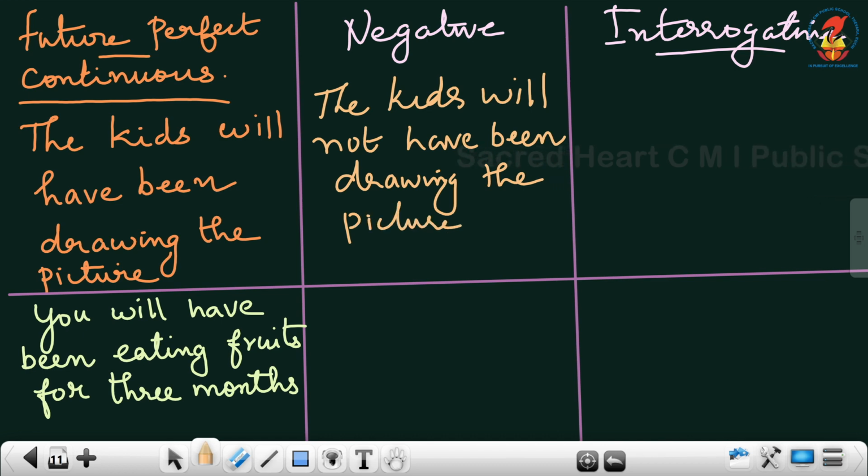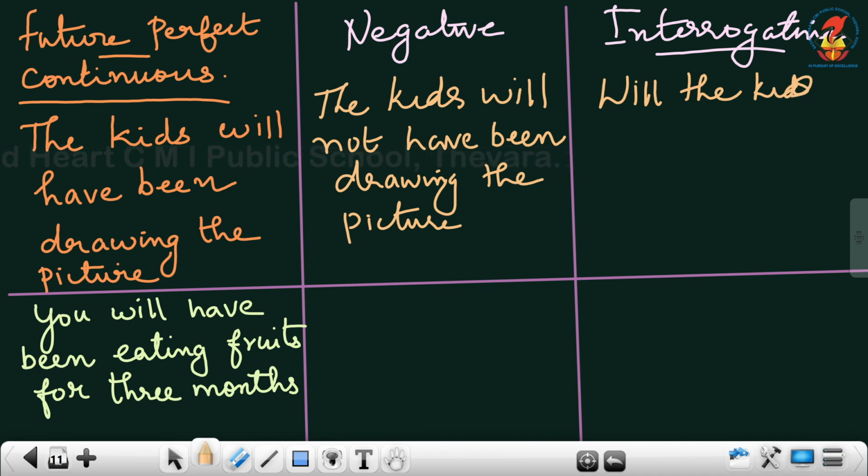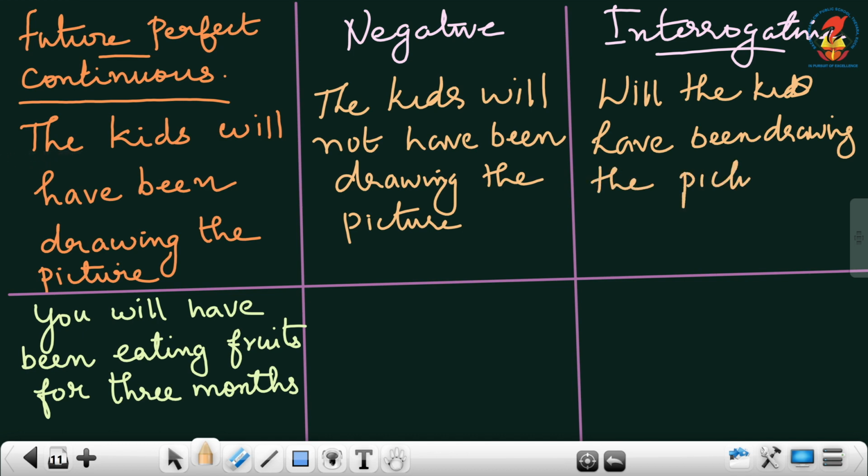Then for interrogative, you can use the same question word "will". Will the kids have been drawing the picture? Have been drawing the picture? Drawing the picture, question mark. Then come to the next one.